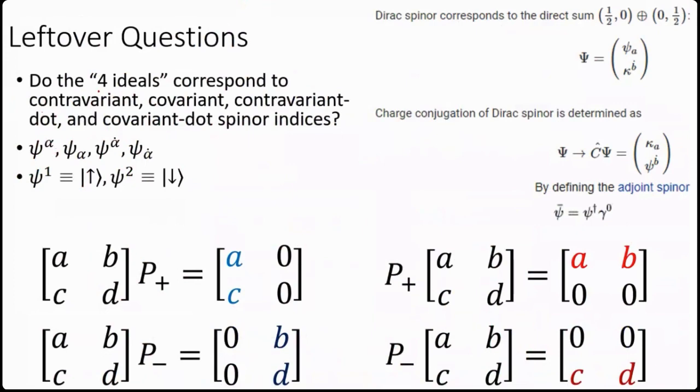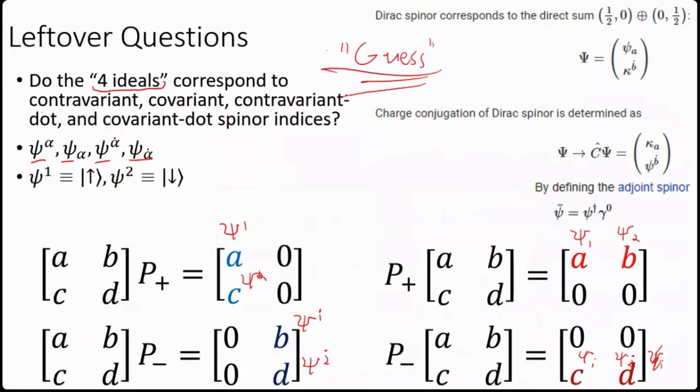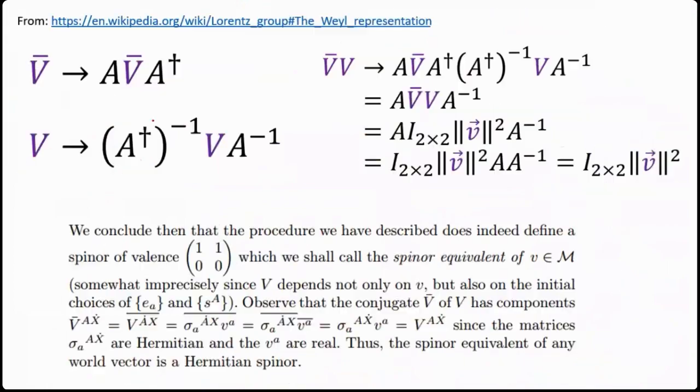And yeah, my main question was, do these four ideals correspond to the four types of spinors? I was thinking this is the upper 1, 2. This is the upper dot 1, 2. I think this is the lower 1, 2. And I think this is the lower dot 1, 2. Again, this is my guess. Still need to think about that.